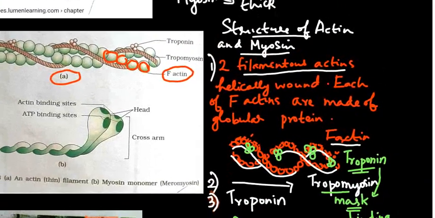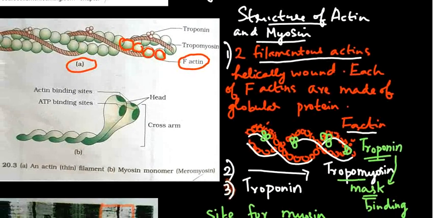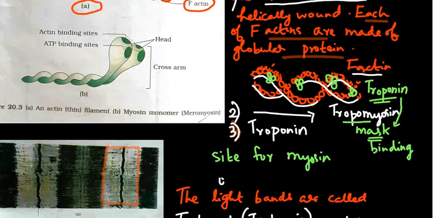That's about the structure of actin. Actin consists of two filamentous actin, also called as F actin, and they are helically wound to each other. Each of the F actins are made up of globular protein, and the next type of protein present in the actin is tropomyosin. Tropomyosin is a filamentous protein. They are found close to the F actins, and the third type is troponin. Troponins are found at intervals, and they will be masking the binding site for the myosin.